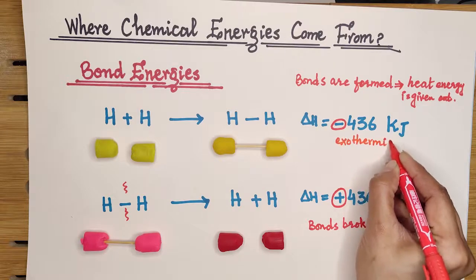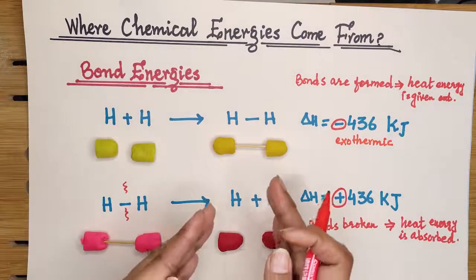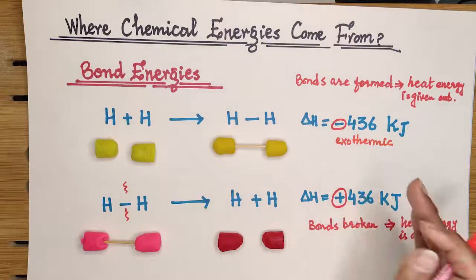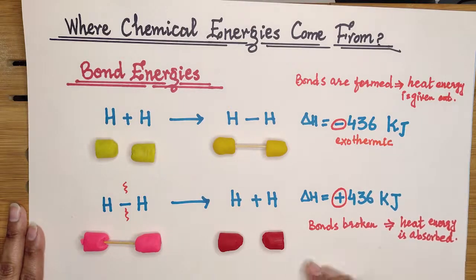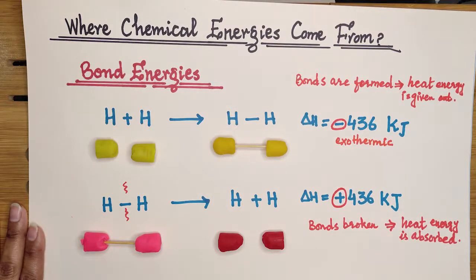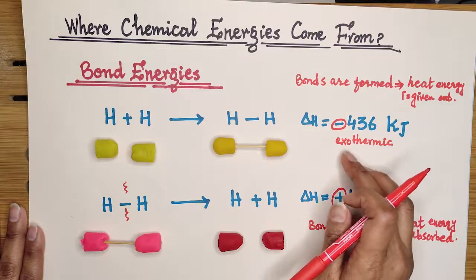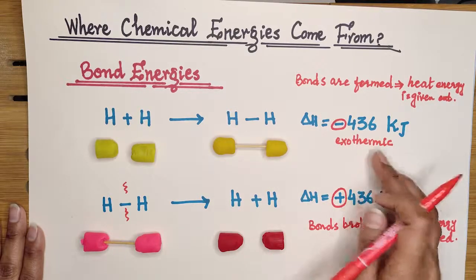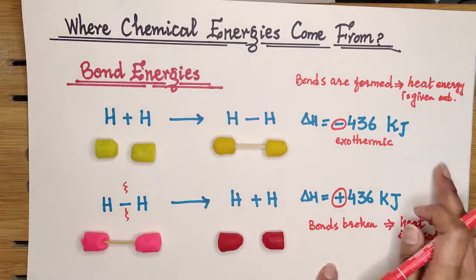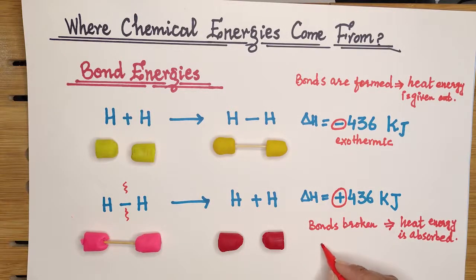In each and every reaction, bonds are broken and bonds are formed. When bonds are formed, we will say this is an exothermic reaction. When bonds are broken, we will say this is an endothermic reaction. If more energy is released in bond formation, then the reaction is exothermic. If more energy is absorbed than released, then the reaction is endothermic. So bond breaking is the endothermic process in which heat is absorbed or taken in.